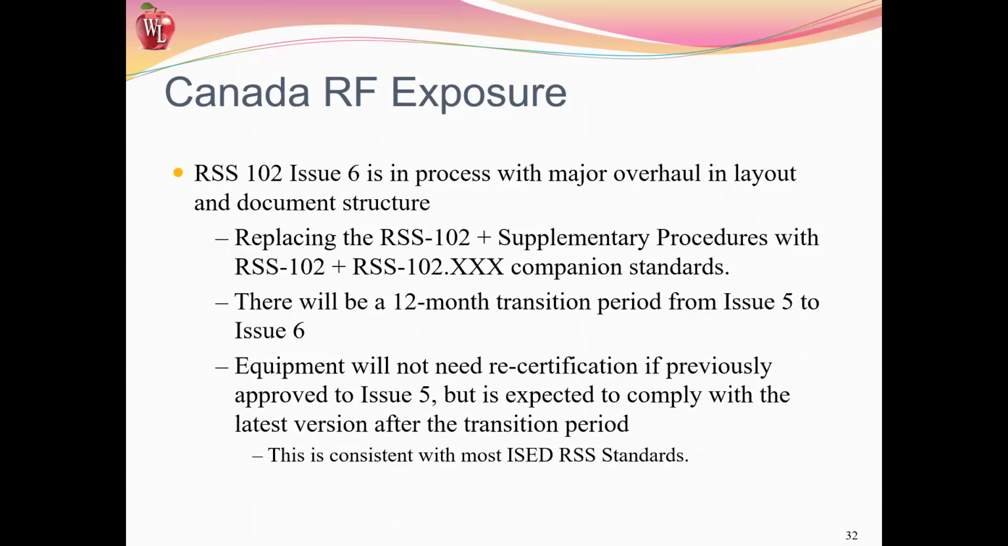Looked like they actually published the issue 6 in December. So you have until December of this year. You can still use issue 5, but issue 6 will be in effect then. And equipment does not need to be recertified if it was approved to issue 5, but they expected to comply with the latest version after the transition period. And that's the way they deal with most of their RSS upgrades and standards.